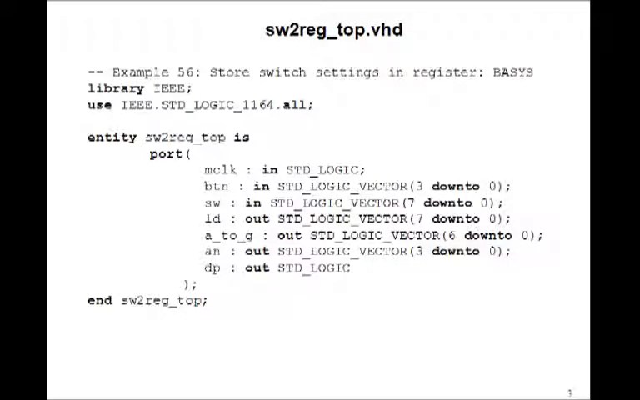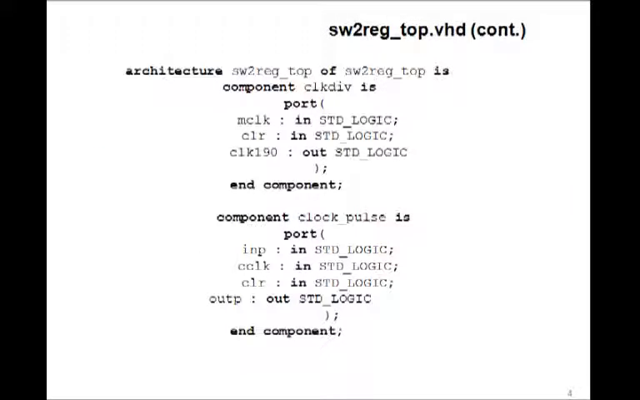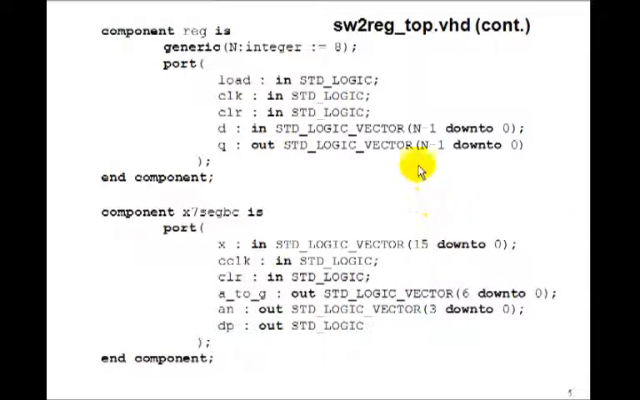Well, all we have to do is make a top-level design and port map all these components together. So we've got M clock coming in, button, we'll put 3 down to 0, all the buttons, the 8 switches, the 8 LEDs for the output, and the A to G and AN and decimal point for our 7-segment display. So in the architecture, we'll list the components: clock div, clock pulse, these are our component declarations, reg, that was our n-bit generic register, input D, output Q, and the X7 seg BC component.